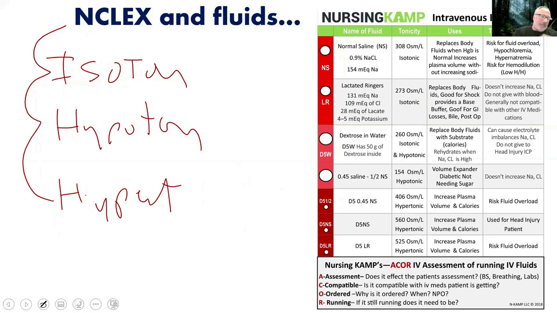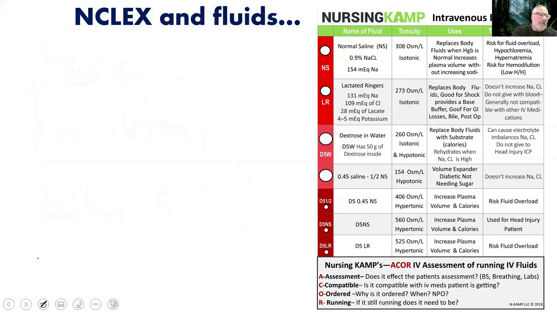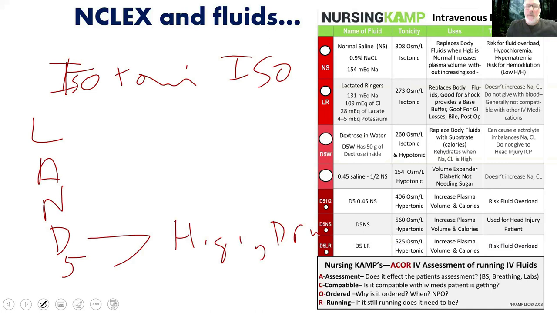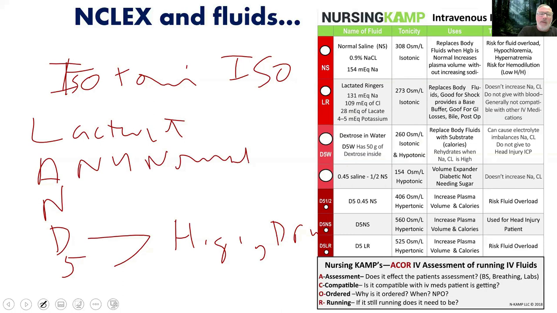The first thing we're going to look at is isotonic. Isoperfect, right? It's called the land. High five for dry. Those are your isotonics: lactated ringers, which any normal patient will generally receive, and normal saline and D5.